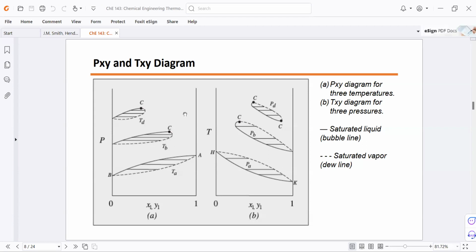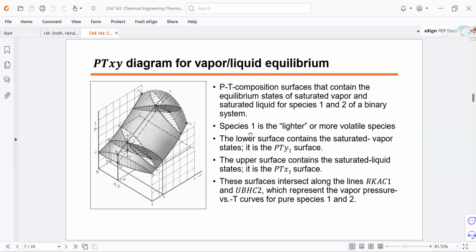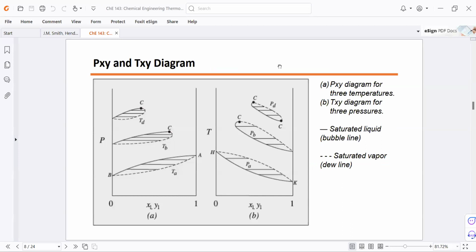Next, we discuss the TXY diagram. Again, this is generated by cutting a plane horizontally across the 3D figure, while for the PXY diagram, we cut a plane vertically. For the TXY diagram, first we identify where the saturated liquid and vapor curves are. In contrast with the PXY diagram, the saturated liquid occurs at the lower curve, while the saturated vapor is on the upper curve.